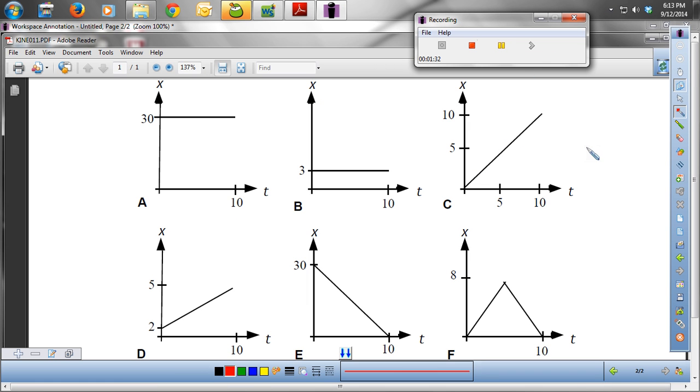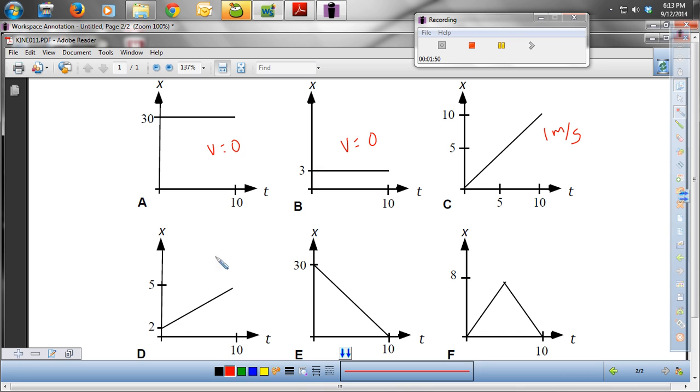So this one asked me to rank them in terms of the greatest average speed, not velocity, so I don't pay any attention to the direction, I just do the average speed. Well, this average speed is 0. This one is also 0. This one is 10 by 10, which is 1 meter per second. This one is 3 over 10, so that's 0.3. This one is 30 over 10, which divides out to be 3. This one, I called this 7 right here. So 7 plus 7 is 14, so that one's 1.4.